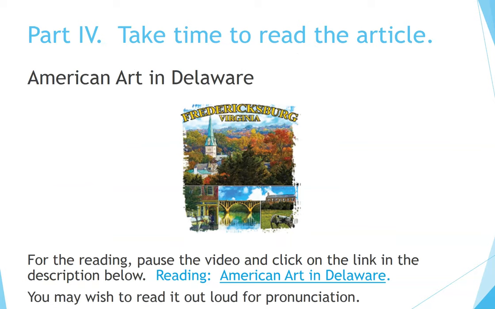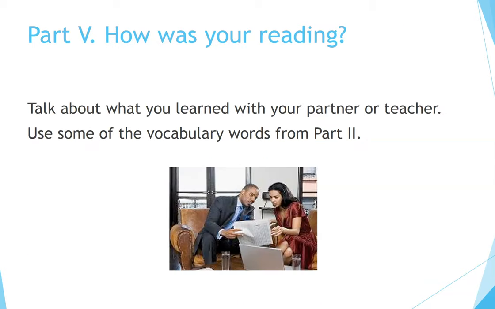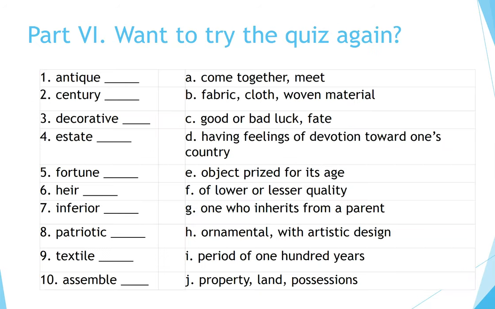Take time to read the article. American Art in Delaware. For the reading, pause the video and click on the link in the description below. You may wish to read it out loud for pronunciation. How was your reading? Talk about what you learned with your partner or teacher. Use some of the vocabulary words from Part 2. Want to try the quiz again? Pause the video.